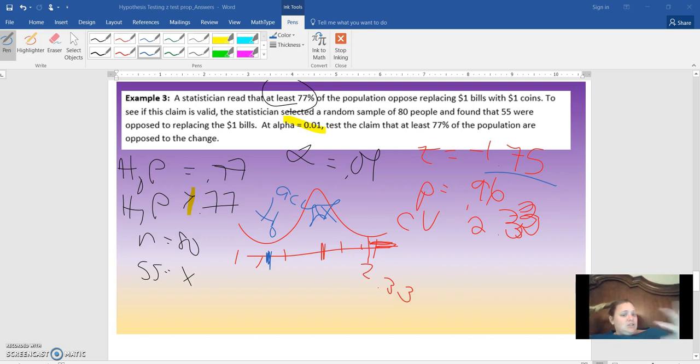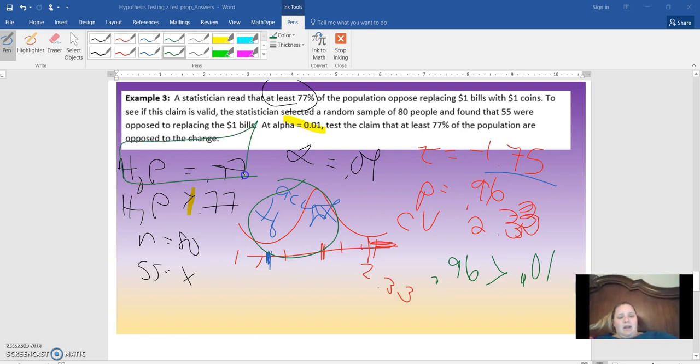Let's do the same problem, but let's do it with the p-value. We have p-value is 0.96 and the alpha is 0.01. This is bigger, and when that happens, you still accept. So we're going to accept the fact that 77% of the population opposes replacing dollar bills with dollar coins.